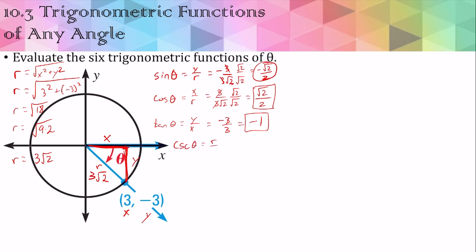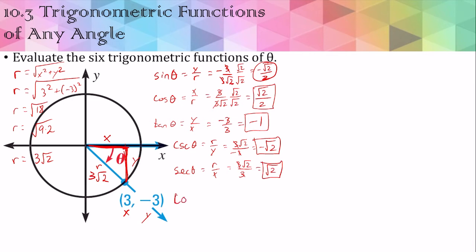Cosecant is r over y. r is 3 square root of 2, y is negative 3. Those cancel. You have negative square root of 2. Secant is r over x. So that's 3 square root of 2 over 3. The 3's cancel, you have square root of 2.